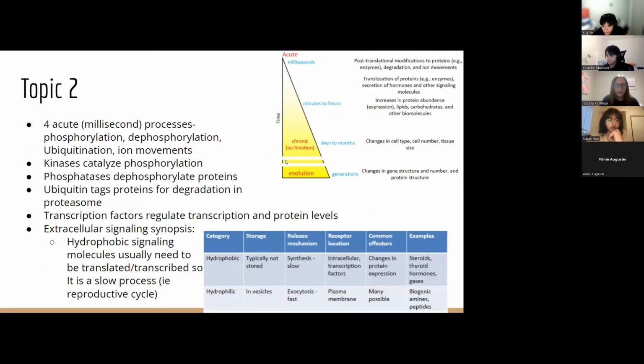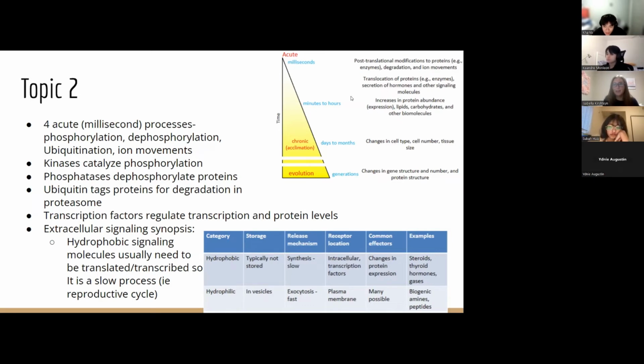Okay, so acute processes that happen in milliseconds are phosphorylation, dephosphorylation, ubiquitination, and ion movements. And that's also up here. Something that takes a little bit longer, which would make sense, is translocation of proteins and the secretion of hormones and other signaling molecules, because it takes time for them to get released and embedded. For secretion of hormones, especially hydrophobic hormones, we have to synthesize those, so that'll take longer.